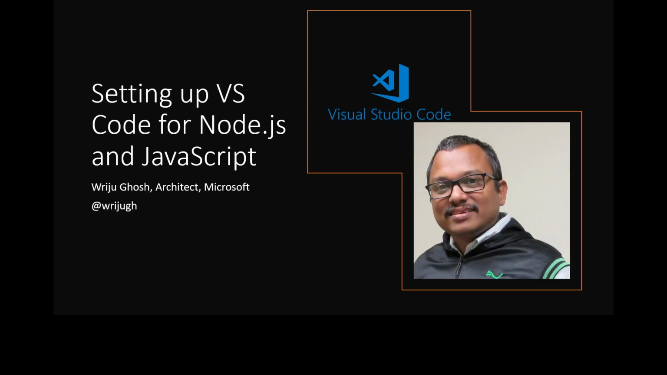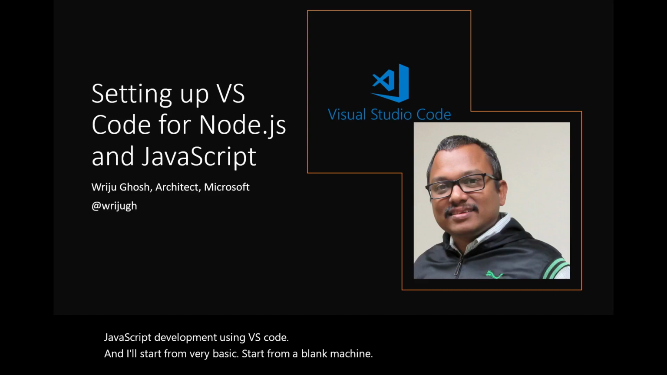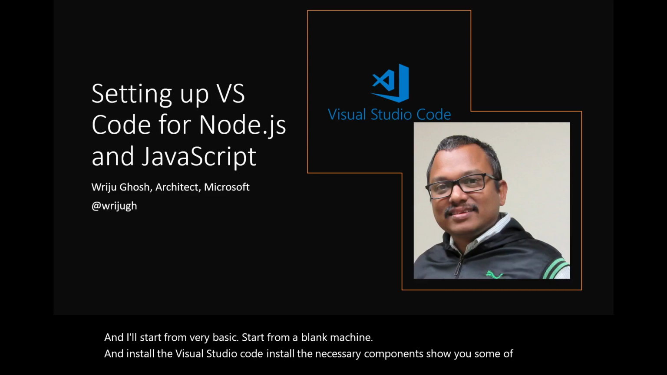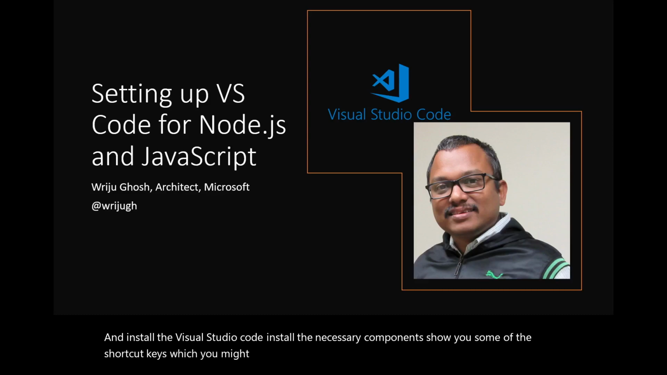This is a brand new series, and here I'm going to talk about JavaScript development using VS Code. And I'll start from very basic. Start from a blank machine and install the Visual Studio Code, install the necessary components, show you some of the shortcut keys which you might need while doing that. And then we'll build a simple Node.js application and then probably move into the React side of the story.